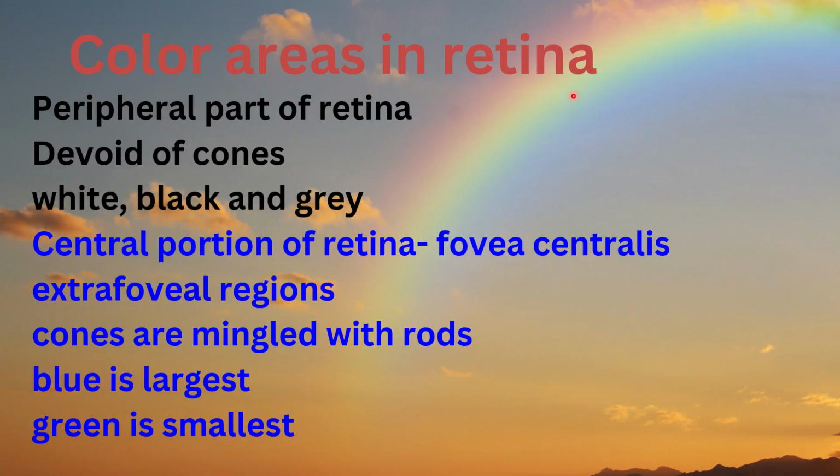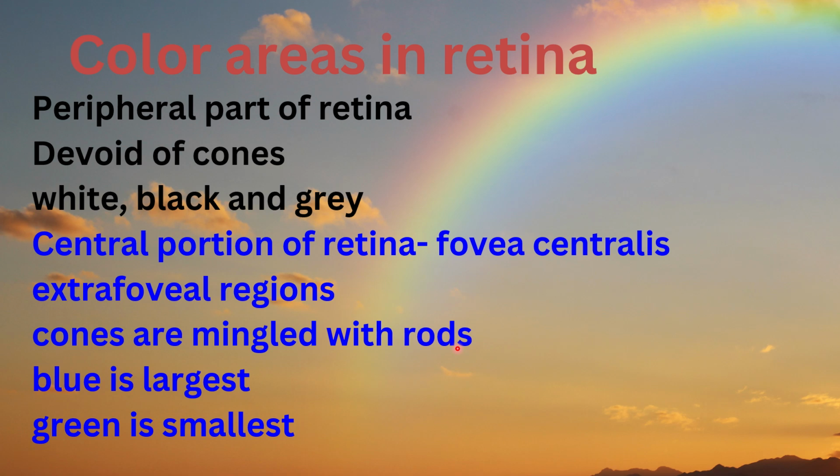Color sensitive areas in retina. Peripheral part of the retina is devoid of cones, so it is insensitive to color. It gives the sensation of white, black and gray color. Central portion of the retina is called the fovea centralis. It has more cones, so it is more sensitive to color. In extrafoveal regions, cones are mingled with rods.